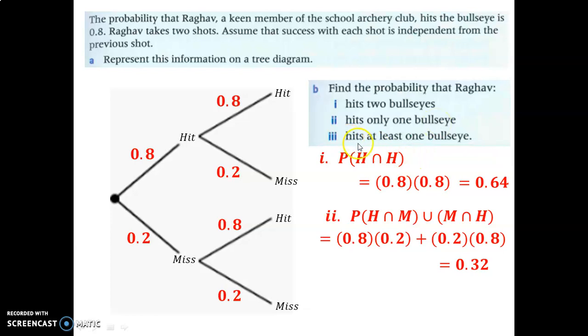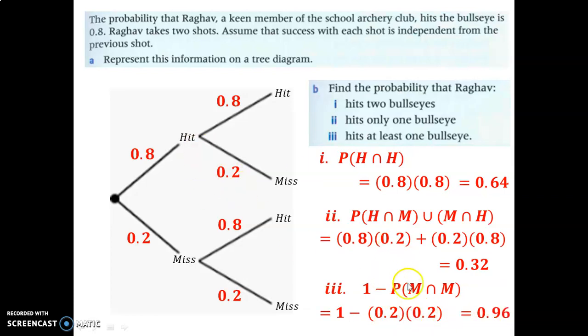And then the third question, hits at least 1 bullseye. Well, that's like saying everything but him missing both. So we use that complementary events situation here. 1 minus the 2 misses, and the 2 misses are 0.2, 0.2. So at least 1 hit is everything but those, which is 0.96.